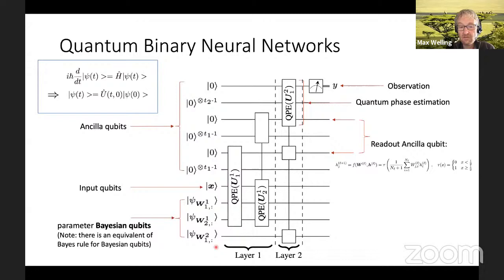Okay, so that's what we do. Once you've trained it, you can think of this moving forward as just the gates in the quantum computer, but you can also think of it as basically using the Schrodinger equation to evolve a state forward in time.